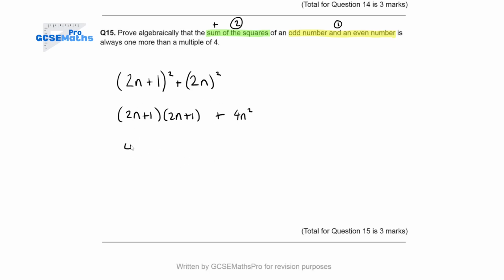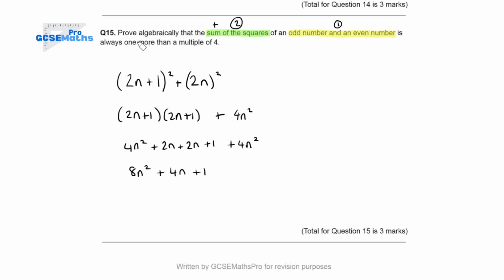So expand this, we get 4n squared plus 2n plus another 2n plus 1. Just be careful at the end, it is not 2, it is 1. Plus the other 4n squared. Collect the like terms. 8n squared plus 4n plus 1. Now, I've not even proved anything, but I would probably get 2 out of 3 marks for that. So don't even stress about what you're proving until the end.